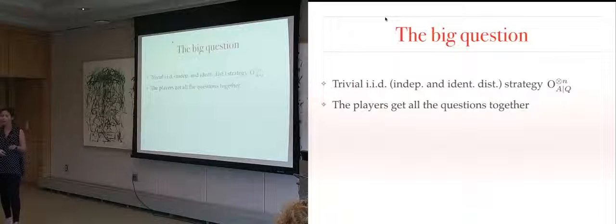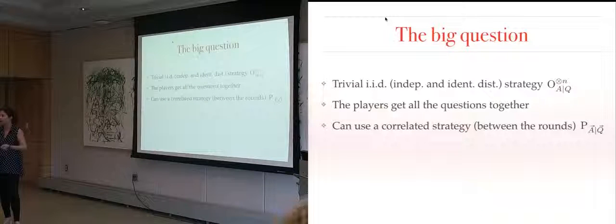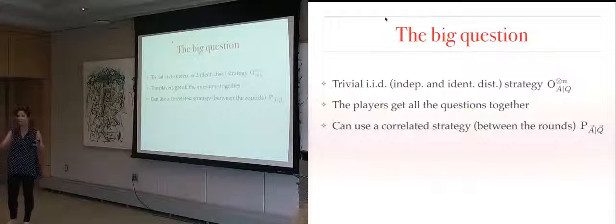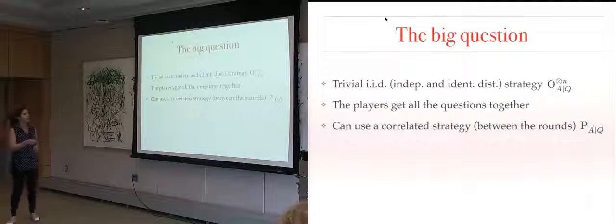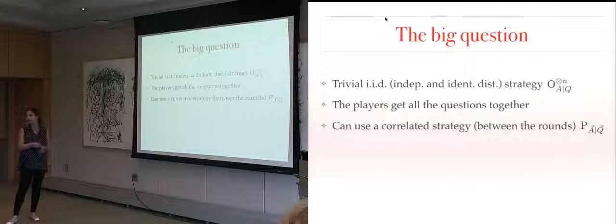They can create some correlations between the different subgames. So for example, the first player can decide to answer his first question according to the question he got in the third subgame. By doing this, he makes correlation between the different subgames. And we denote this kind of more general strategy by P of A vector given Q vector. So this is any strategy for the repeated game, not necessarily with this type of IID structure.